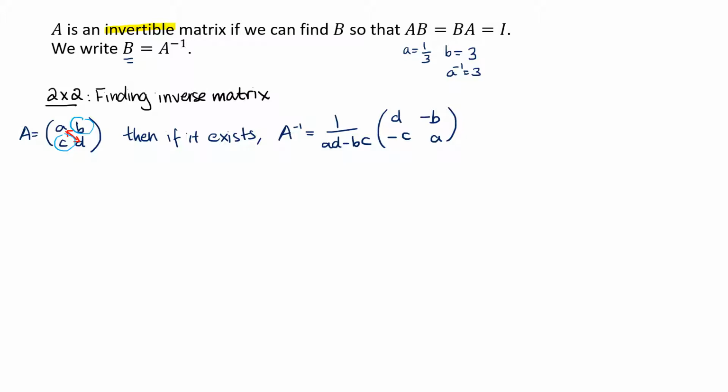Okay, notice if AD minus BC is equal to 0, A inverse doesn't exist. And it goes the other way also. If it's not equal to 0, then this formula gives us A inverse.